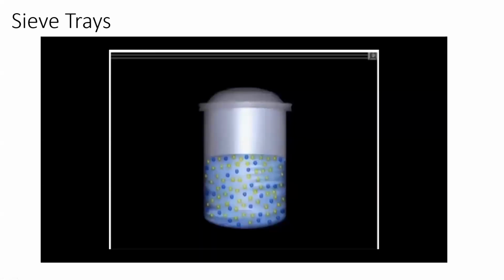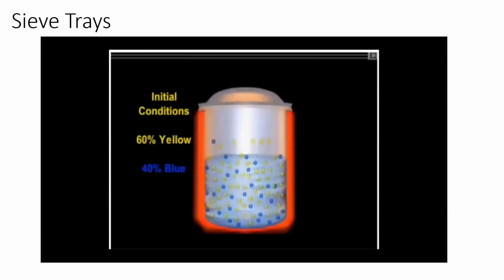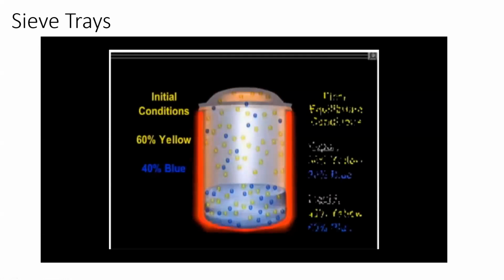The animation shows a simplified two-component liquid phase with a 60-40 yellow to blue mole ratio. As heat is added to the closed system, a 9:1 yellow to blue mole ratio rises to the vapor phase. At equilibrium, the vapor phase is 80% yellow moles and 20% blue moles.